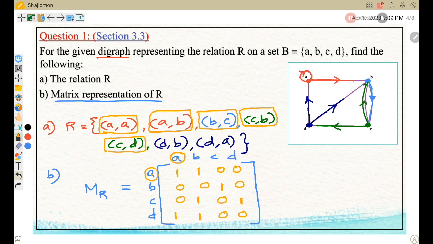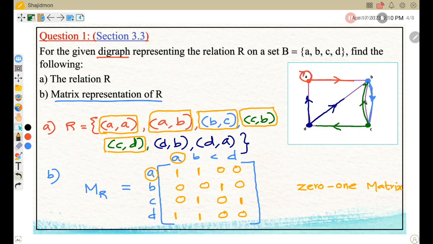So we can easily write the matrix representing the relation, or the matrix representing that graph. This is what we call the matrix. We can say 0 1 matrix, binary matrix, or Boolean matrix. I hope you understood the second part of the question. So put 1 for each edge, and if there is no edge, put 0.